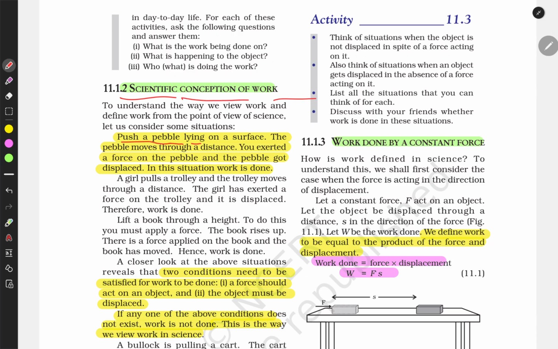Push a pebble lying on the surface. The pebble moves through a distance. You exerted a force on a pebble and the pebble got displaced. This situation is called work is done. Suppose it is a pebble and you push it and it displaces to here. That displacement happens due to the force applied in this direction, and this is work done in this case.